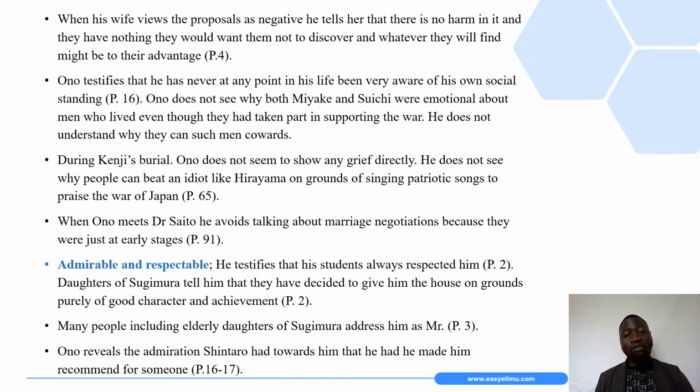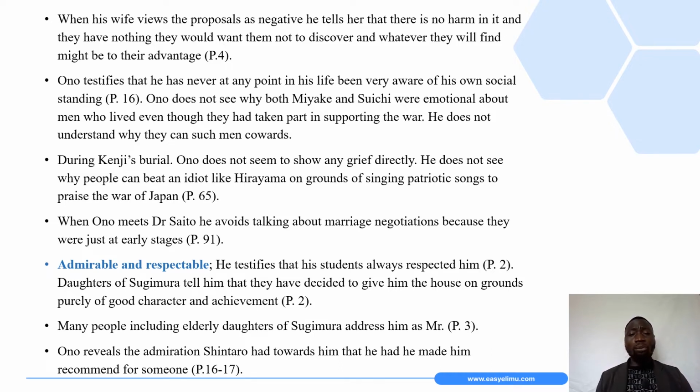Ono testifies that he has never at any point in his life been very aware of his own social standing. He does not see why both Miyake and Suichi were emotional about men who lived even though they had taken part in supporting the war. Miyake and Suichi were against the men who still lived and had taken part in supporting the war that led to their peers dying and losing their lives. So again, he does not understand why they call such men cowards.